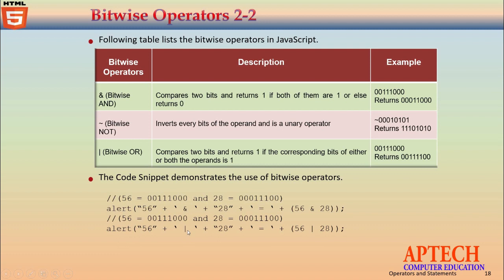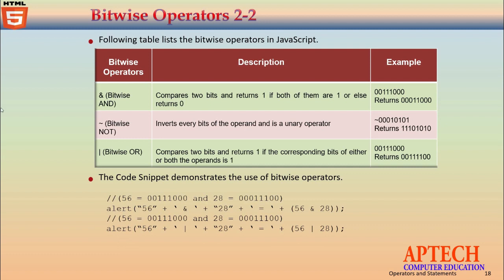Or in the case of OR, both false gives false, both true gives true. If one is false and one is true, that means it is true. So that is how the bitwise operator compares: it compares the bits. If it is a double AND, that means it's the logical operator. Single AND represents the bitwise operator.